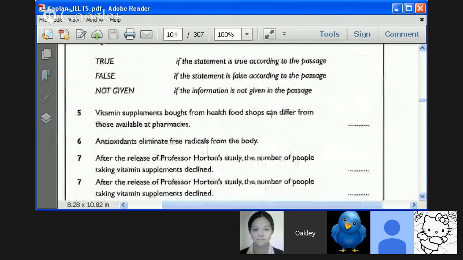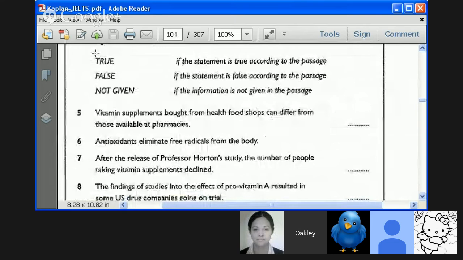The answer to number 5 then would be what, Rocio? True, false, or not given? No, it's not given. False or not given? I have a little mistake. It's confusing. I know. Okay, I understand.